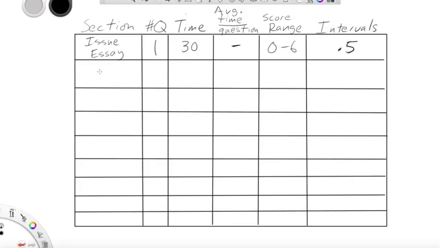The next thing you're going to have is your argument essay, where you analyze an argument and tell us what it's missing, what else you would have to hear, and those sorts of things in order to make a decision. Again, that's one question, 30 minutes. Score range 0 to 6, intervals 0.5.